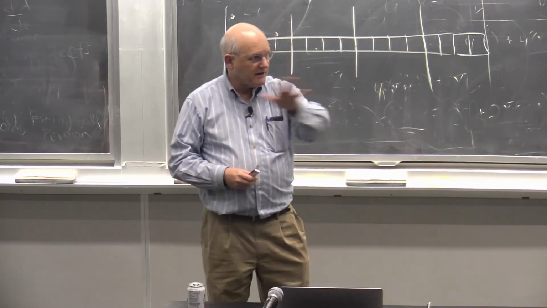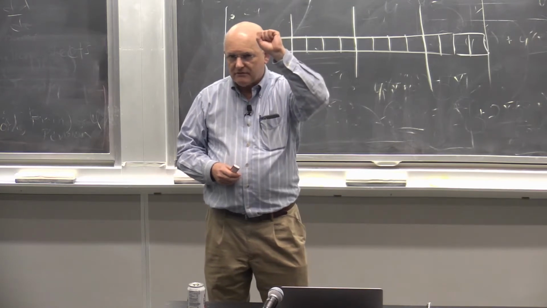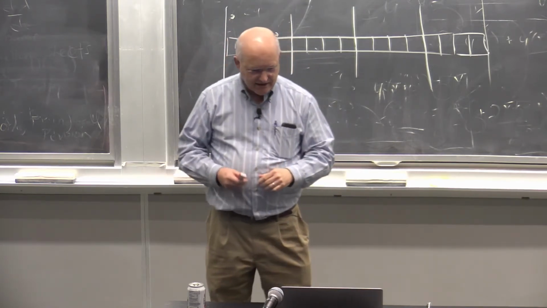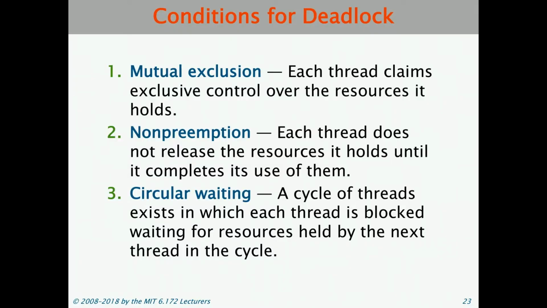Everybody understands this, right? Is there anybody who has a question? Because there are 3 conditions you need for deadlock. The first one is mutual exclusion, that you're going to have exclusive control over the resources. The second is non-preemption. You don't release the resources that you hold until you finish using them, okay? And 3 is circular waiting. You have a cycle of threads in which each thread is blocked waiting for resources held by the next one.